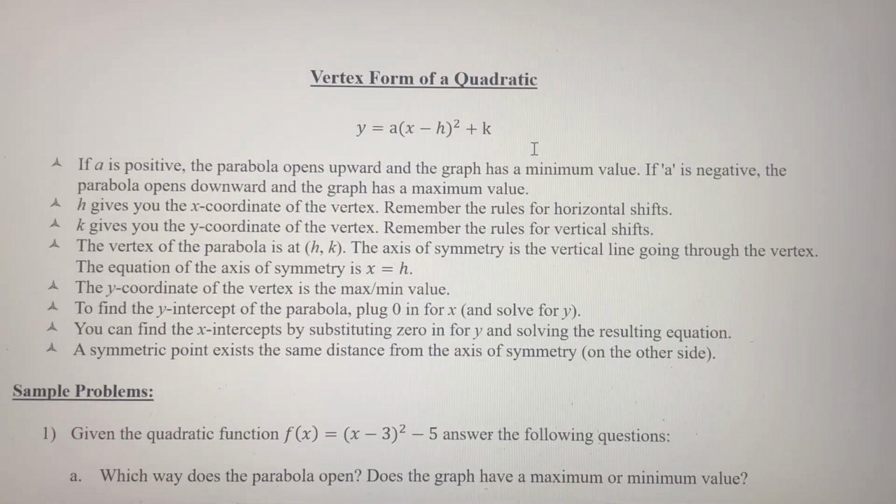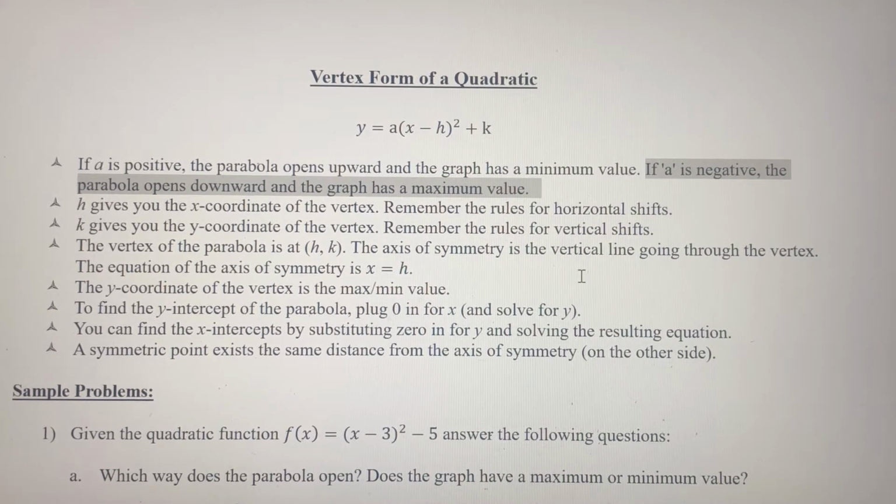So the vertex form of an equation is the following. Y equals some coefficient a times the quantity x minus h to the second power, that's what makes it a quadratic, plus a constant value of k, okay? So a couple things we need to go through. You can pause and read through these bullet points if you want to. I'm just going to highlight a few of those. All right, so if a is positive, the parabola is going to open upward, okay? And the graph will have a minimum value, okay? If a is negative, the parabola is going to open downward, and the graph is going to have a maximum value.